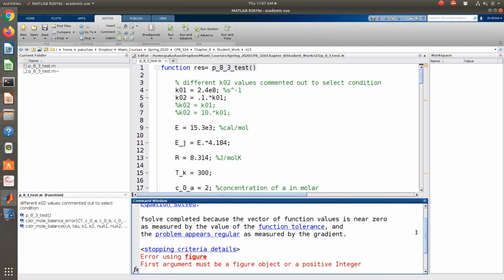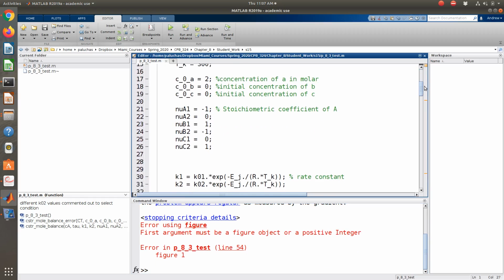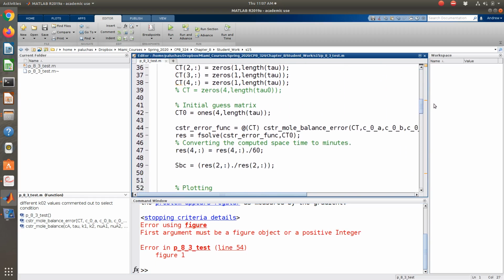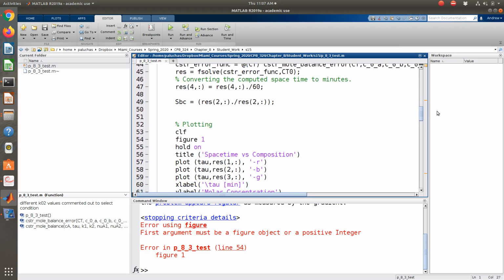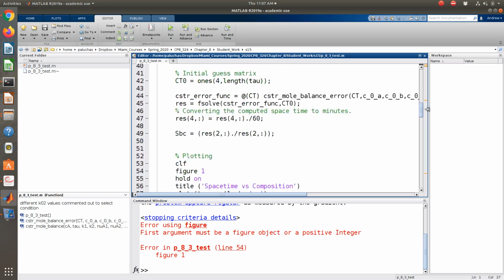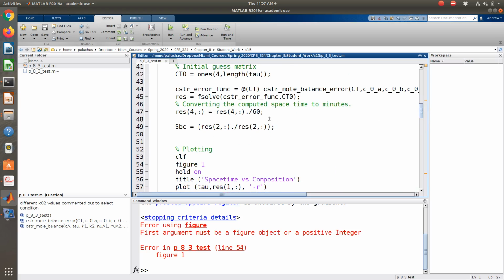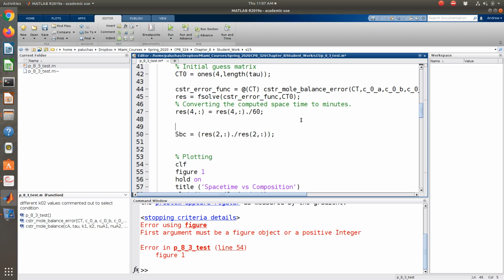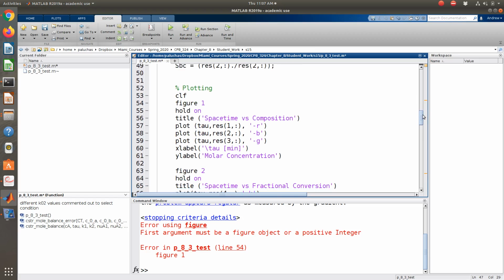It says it solved. And then it says you have an issue with figure. I must say, if this actually works, I would be incredibly impressed. Okay, now one issue here though is res is just CT, right? So can't you just do CT as res? But let's come back to that.